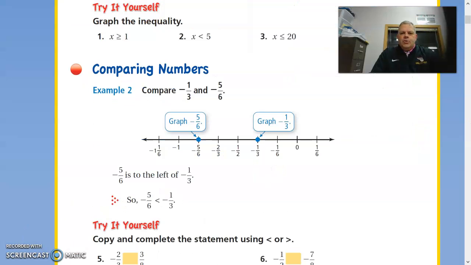The other thing that we must do in this chapter is to be able to compare numbers. So we're going to compare negative 1/3 and negative 5/6. They graphed them. I'm not sure that you need to graph them, but they graph negative 1/3 and negative 5/6. Obviously, since this one is to the right, it is bigger. So we also know that negative 5/6 is to the left. So we know that negative 5/6 is less than negative 1/3. Remember, numbers closer to 0 on the negative side are the bigger ones.